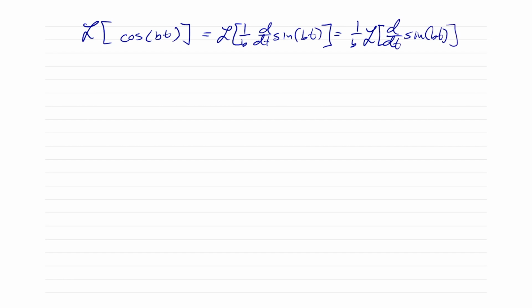Now, if I want to take the Laplace transform of sine, we can just write this on the side here. The Laplace transform of sine of bt, remember, is equal to b over s squared plus b squared. So now I can write 1 over b times, using this last property, s times b over s squared plus b squared. Now I can cancel the b's, and I'm left with s over s squared plus b squared. And that's the Laplace transform of cosine of bt from our table.